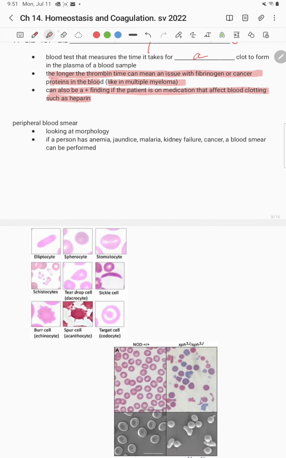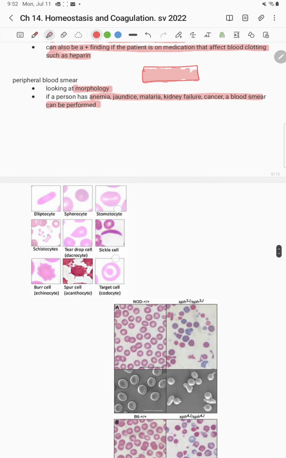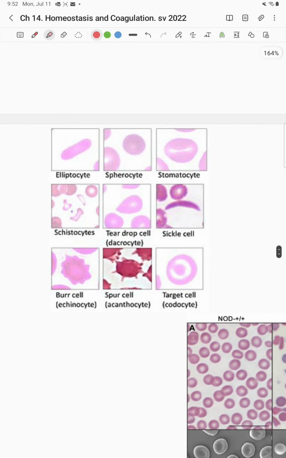Okay, a peripheral blood smear. You take blood and put it on one of those microscope glass slides, so there's going to be a blood smear on it, and then you look at the morphology. If a person has anemia, jaundice, malaria, kidney failure, or cancer, a blood smear can be performed. And this is what it would look like under a microscope.